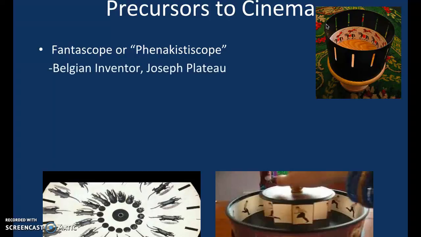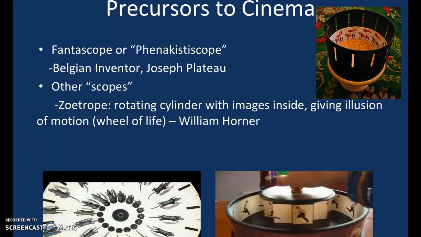Okay, and this was invented by Joseph Plateau. There was probably a couple dozen scopes invented, to be honest. Not all by Joseph Plateau, but another one was a zoetrope, which was a rotating cylinder with images inside, and of course, it gave the illusion of motion. This was developed by William Horner. And then there was the phasmatrope, the praxinoscope, and I could go on and on. But basically, the way that these things worked was that you would spin them as fast as you could, and it would create the illusion of motion.